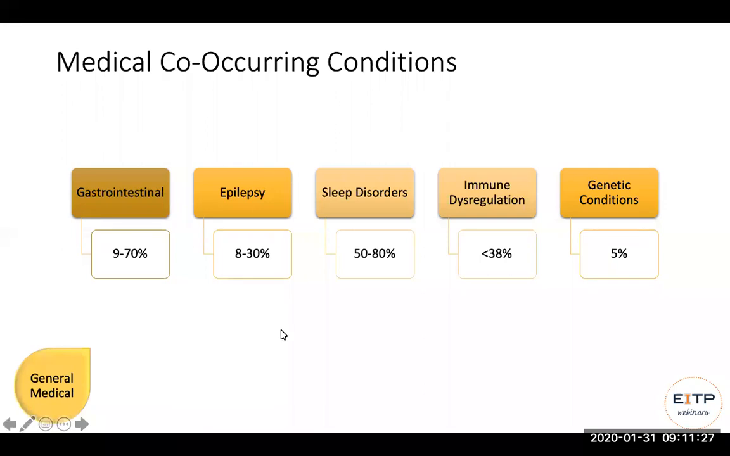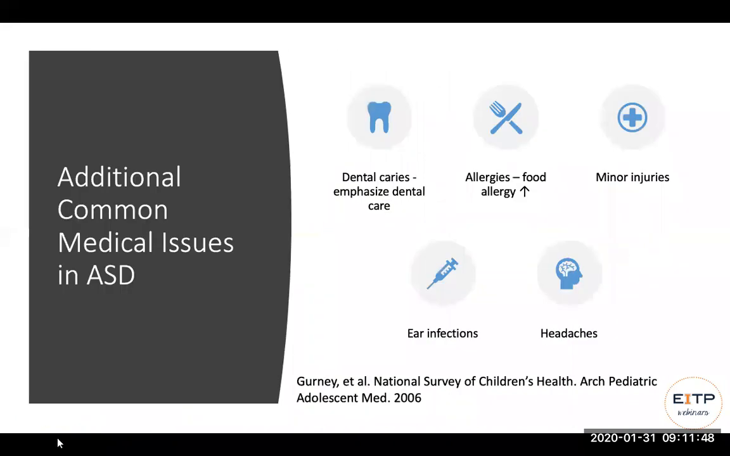So we're going to start with medical co-occurring conditions. These are the most common medical co-occurring conditions: gastrointestinal, epilepsy, sleep disorders, immune dysregulation, and genetic conditions.